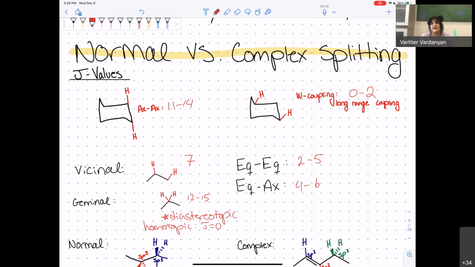While you guys write this down, someone asked, is spin splitting the same as complex splitting? No, those are not the same thing. Spin splitting, all that means is that we have a multiplicity higher than a singlet, whereas complex splitting is entirely different. What if they were geminal on the end of the double bond? Again, it entirely depends on whether they're diastereotopic or homotopic.